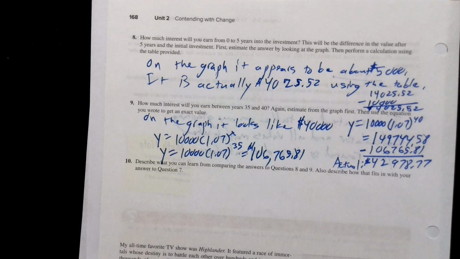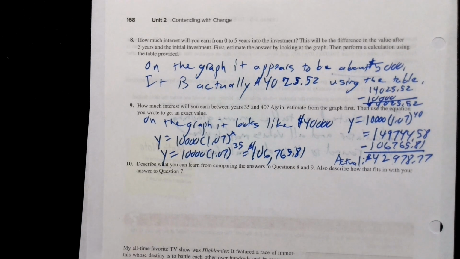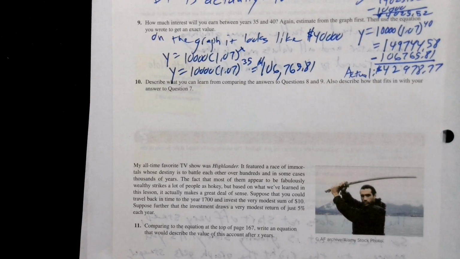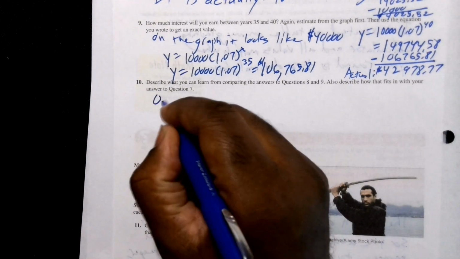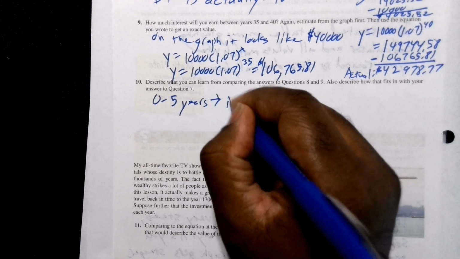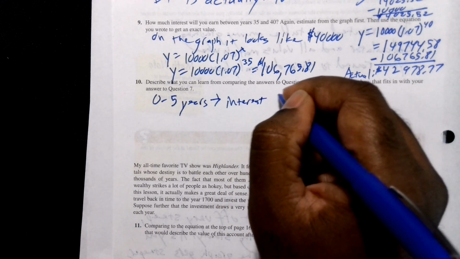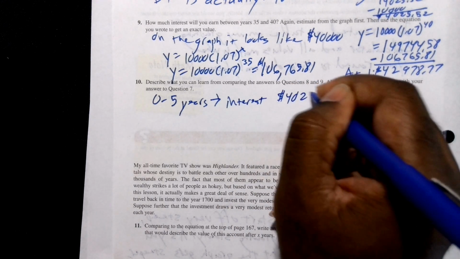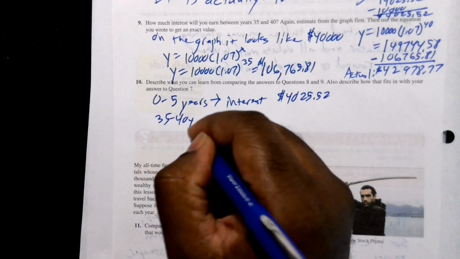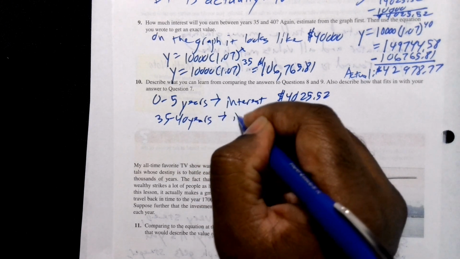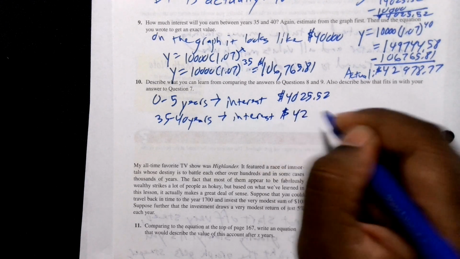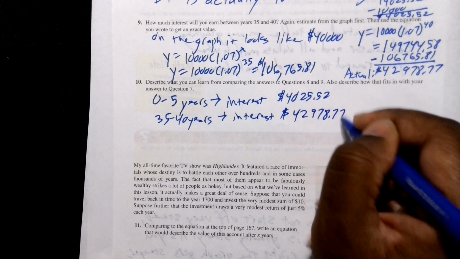Okay, now for number 10, it says describe what you can learn from comparing the answers to questions 8 and 9. Also describe how that fits in with your answer to question 7. Okay, so from 0 to 5 years, the interest is $4,025.52. From 35 to 40 years, the interest is $42,978.77.